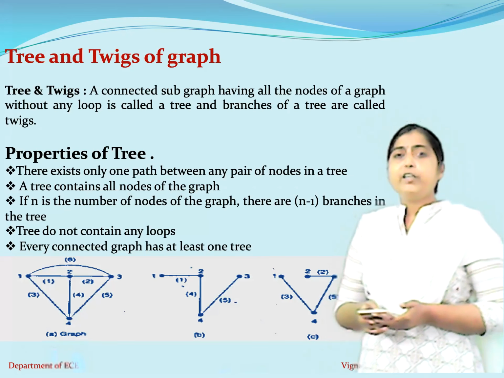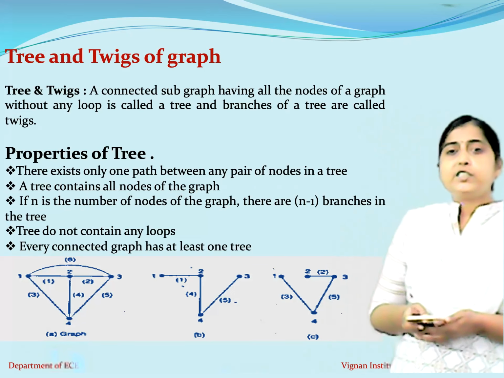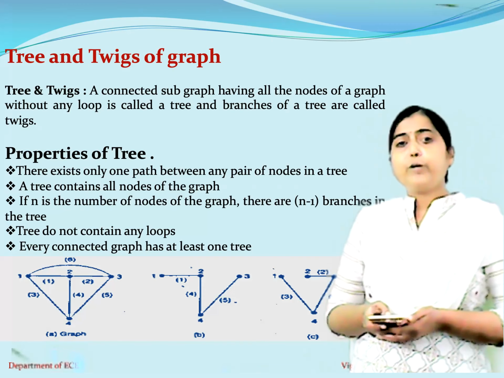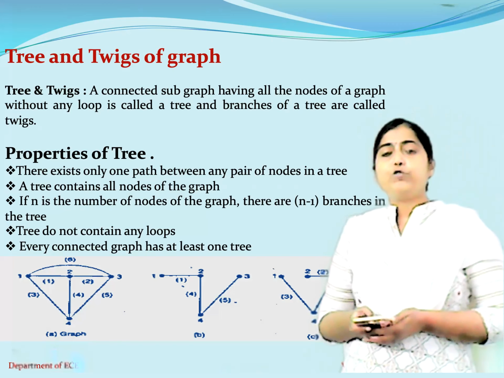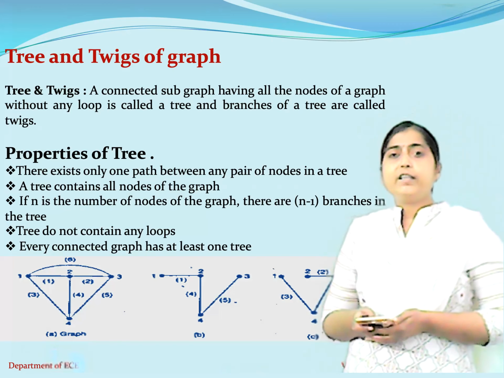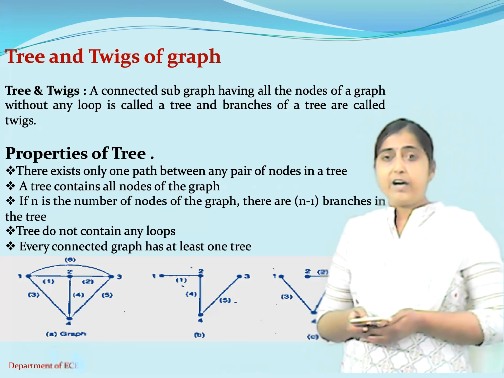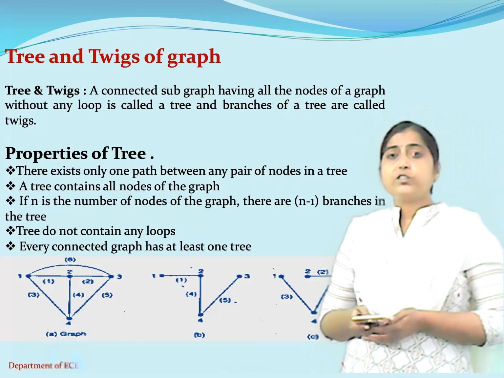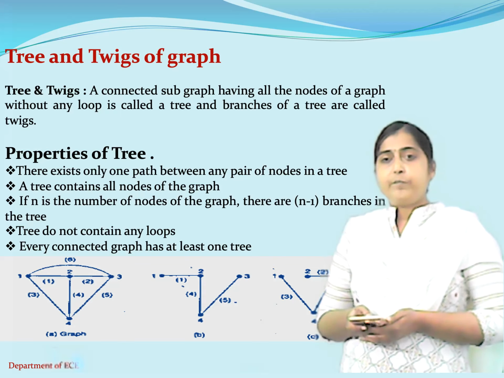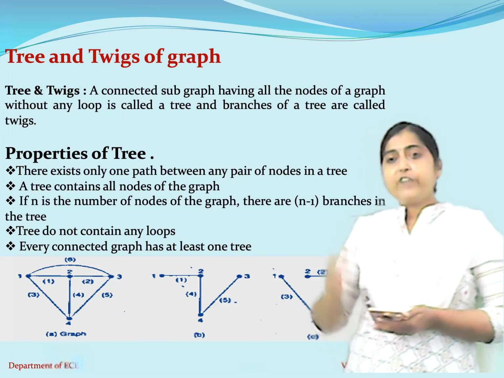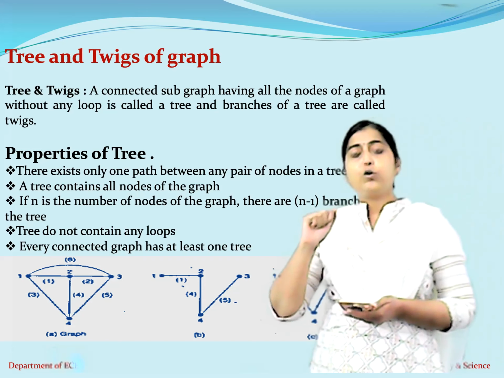Okay, now coming to tree and twigs of a graph. This is important. So what is a tree and what is a twig? Trees are important. From a graph, the next step we do is a tree. A tree is a connected subgraph. Please listen carefully: a connected subgraph having all the nodes of a graph without any loop is called a tree. What is a loop? We have already discussed in the basic concepts. A loop is a closed path.